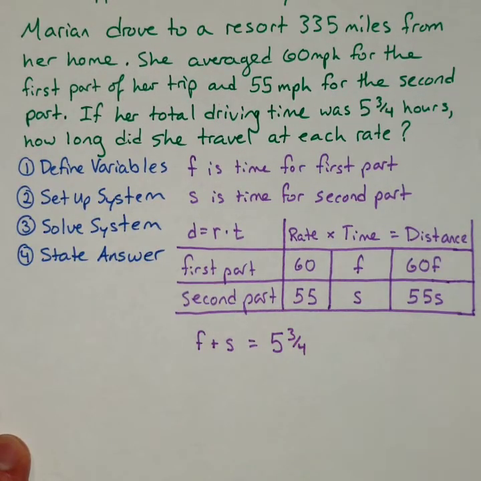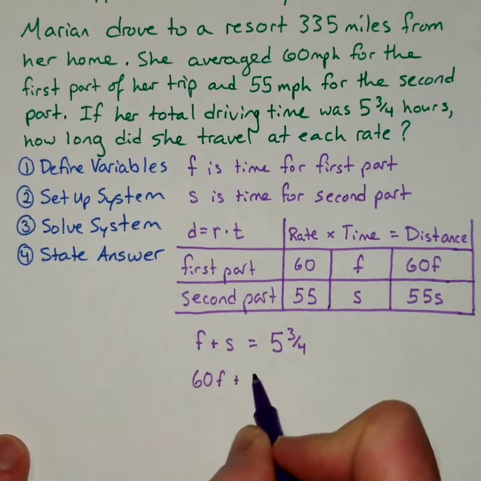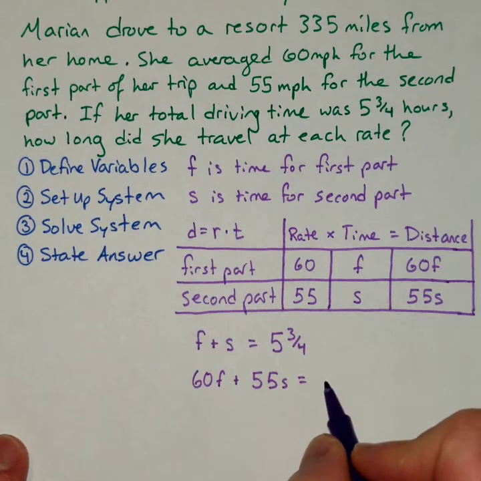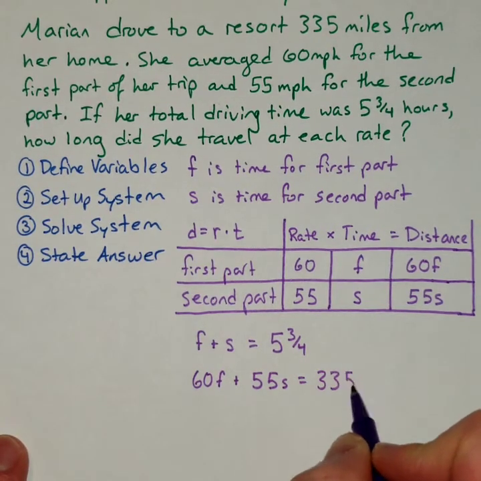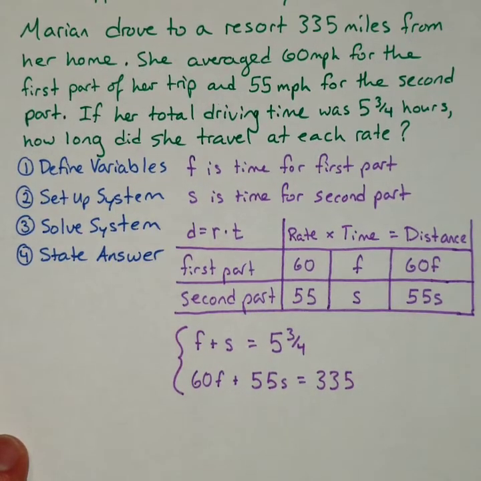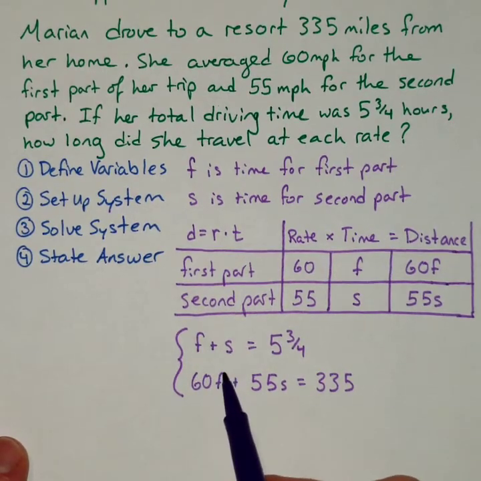The second equation is going to be the sum of the 2 distances, equaling the total distance driven. So that would be 60f plus 55s equals 335. And so those two equations make up my system. Now, I could solve this either with substitution or addition. I'm going to choose substitution because it's really easy to solve for a variable up here in this first equation.